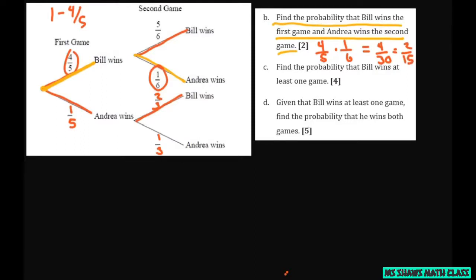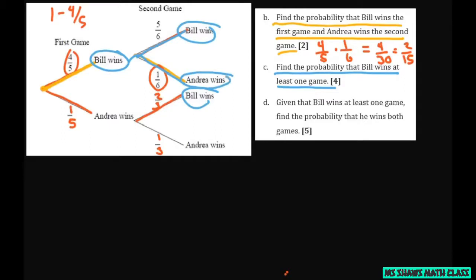Now the next question, find the probability that Bill wins at least 1 game. So we have Bill wins here, and so that brings him up. He wins here, and he also wins here. But since this goes along with this, he actually wins 1 game here, at least 1 game. So you multiply these numbers.